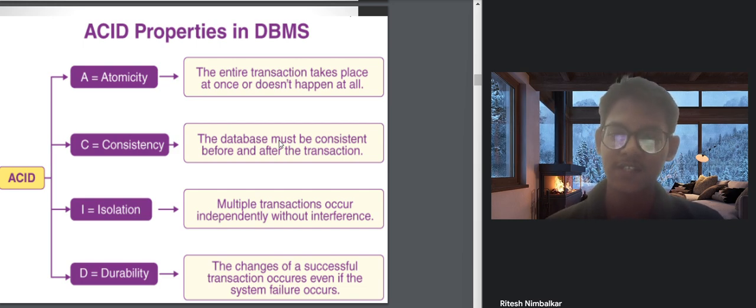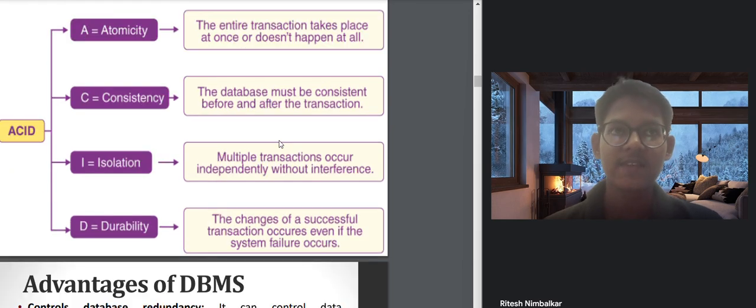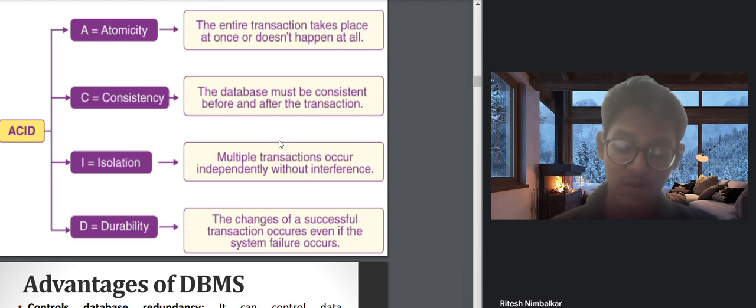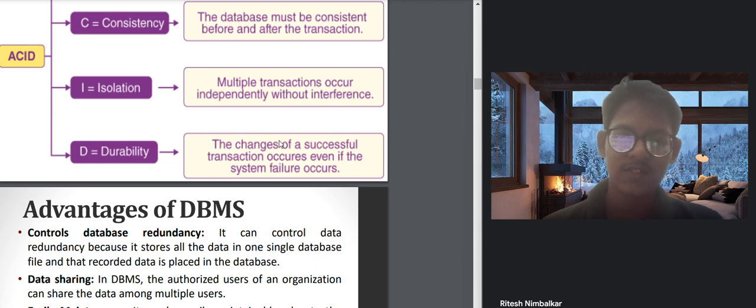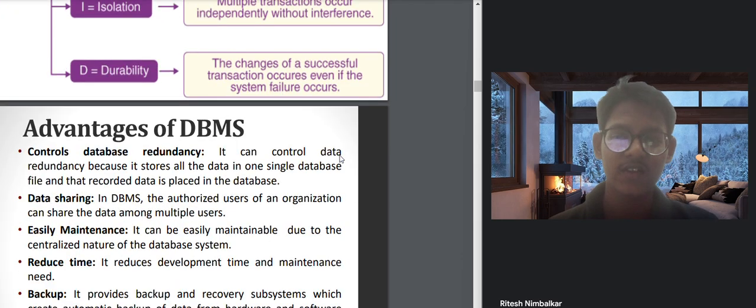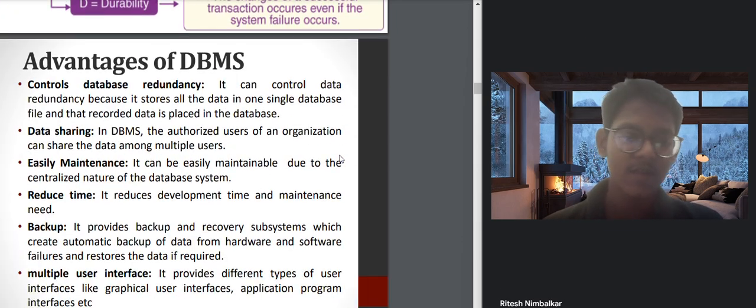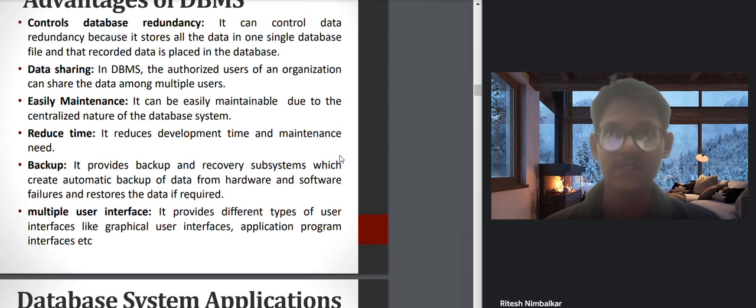So let us look at the ACID properties in DBMS. A stands for atomicity: the entire transaction takes place at once or does not occur at all. C is consistency. I is isolation, that means the data from each database does not get mixed up and is maintained in a consolidated order. D is for durability, which means the changes of successful transactions persist even if a system failure occurs. Advantages of DBMS: controls redundancy, data sharing, easy maintenance, reduced time, backup, multiple user interface.